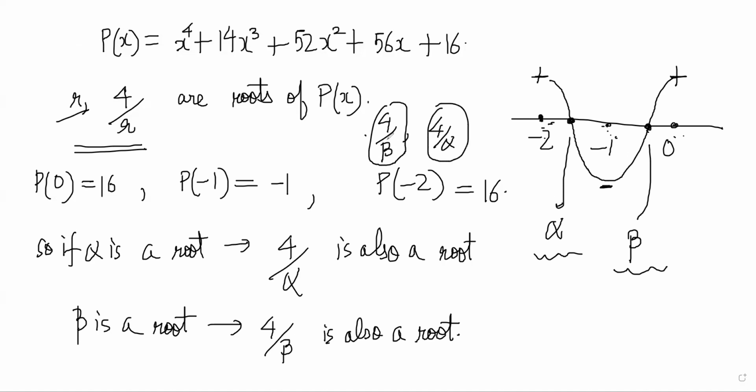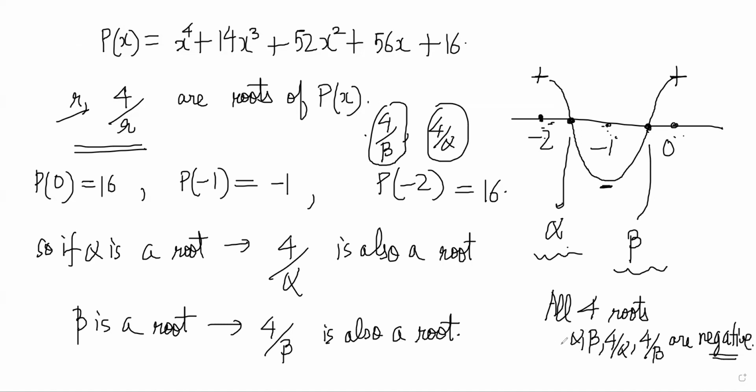So now you realize that all four roots of the polynomial have to be negative. All four roots, alpha, beta, 4 by alpha, 4 by beta, are negative, right? And notice that the product of the roots is coming out to be 16. Minus times minus, this should have come out as 16, right?